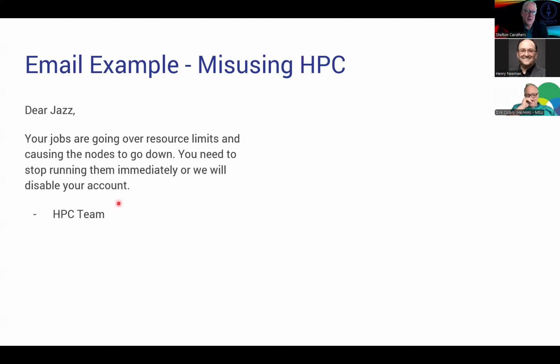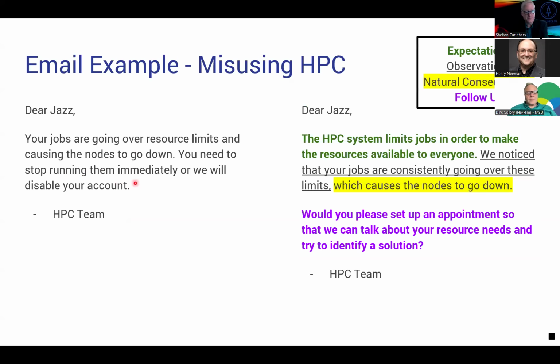So what was wrong here? I mean, clearly this is a type of threat that's trying to motivate this person. But we don't really see a clear statement of what the expectations are, and not a real full description of the observation of what's actually going wrong. We know they're going over resource limits and causing other problems, but we don't really know the story. So let's look at a different way that we might address this. And again, we'll state the expectations, observations, the natural consequences, and then a follow-up.